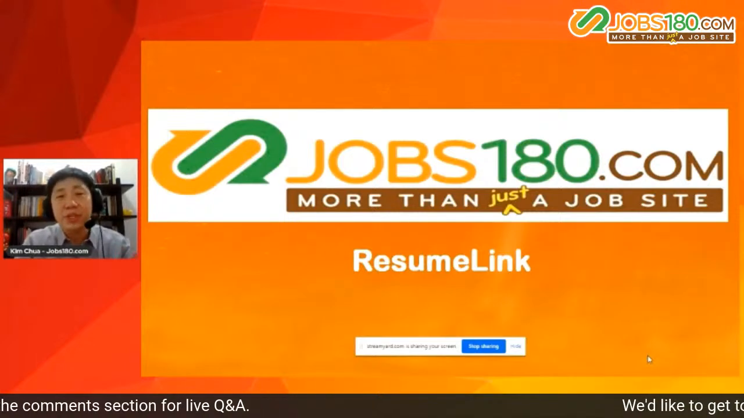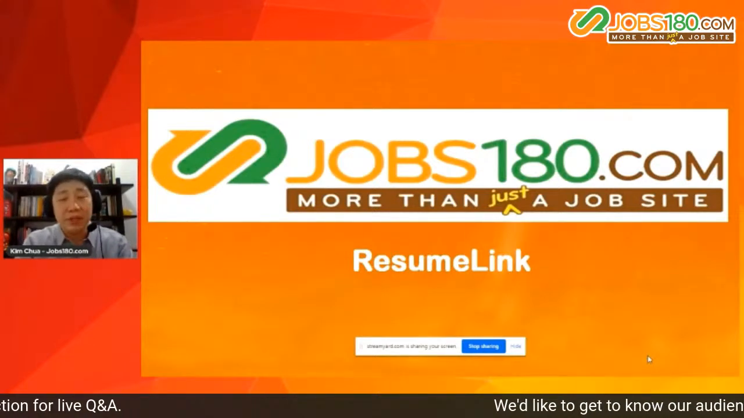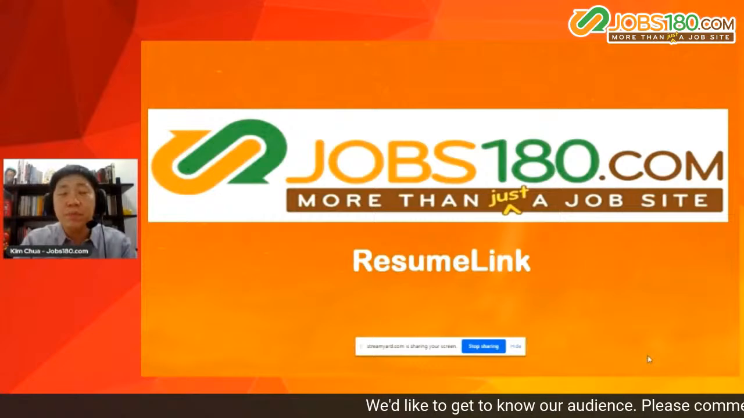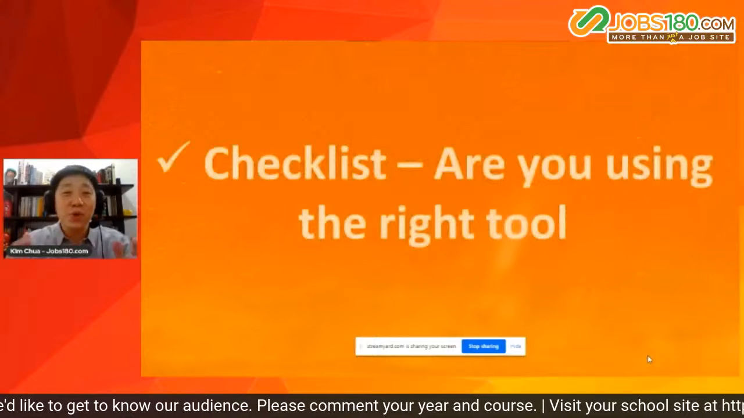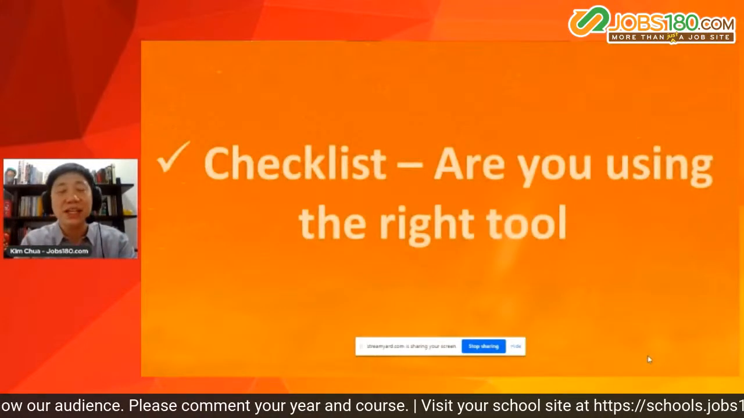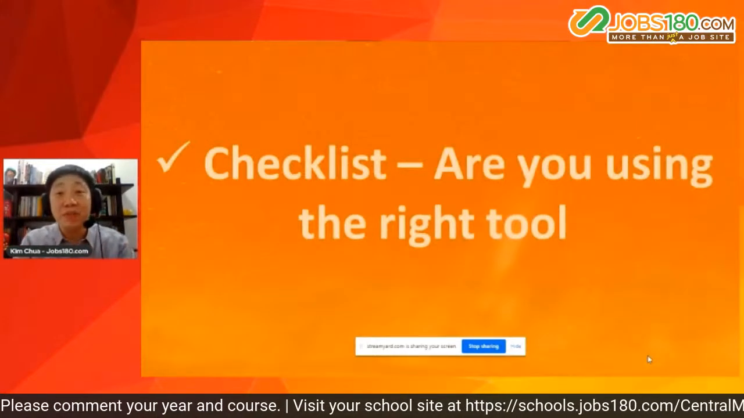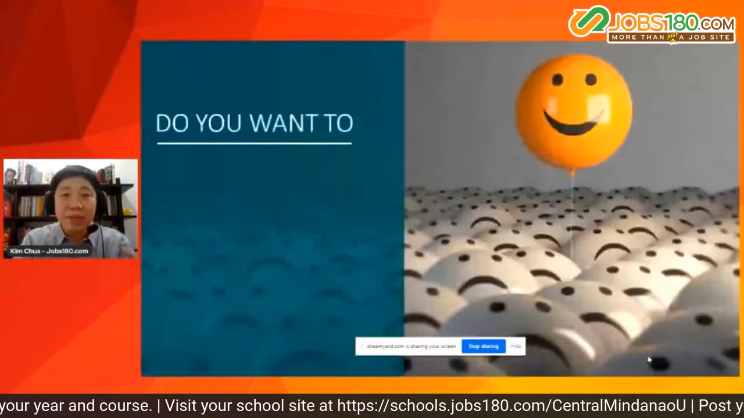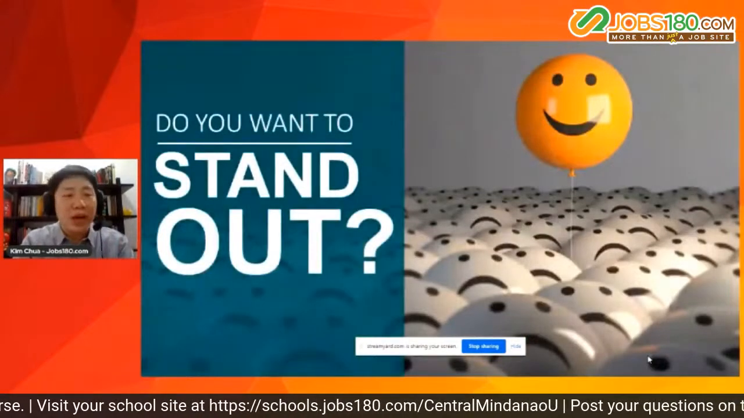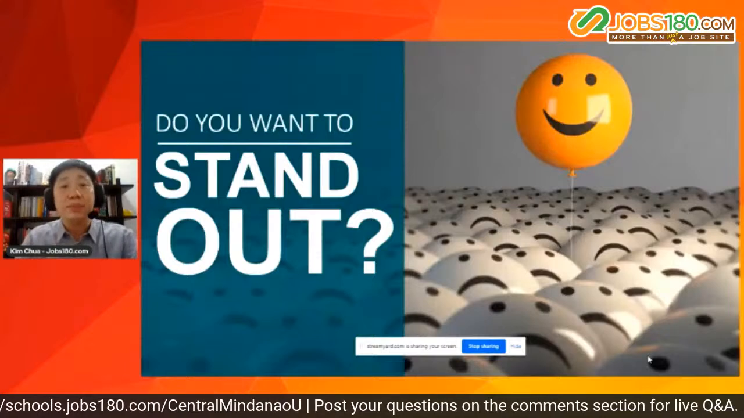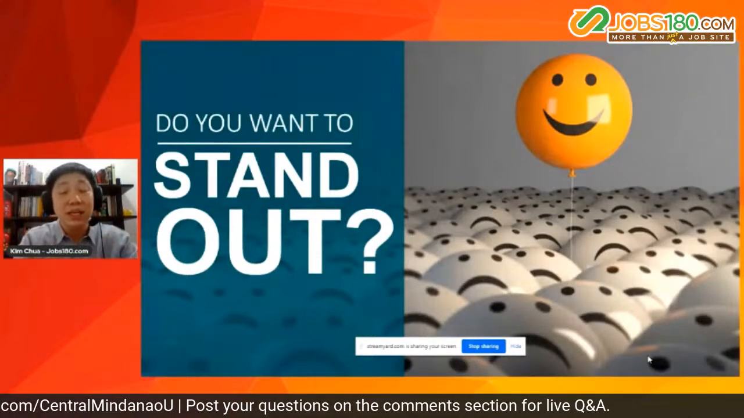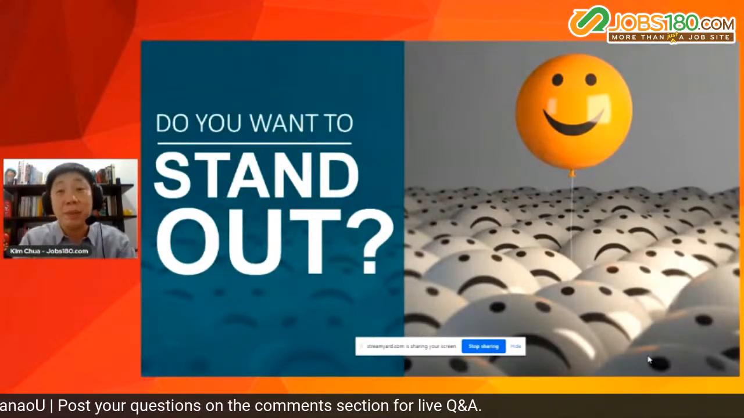A lot of online platforms are being offered left and right. But for you to know how to make this a job-winning tool, I have a checklist. So go with me with all these checklists. Number one, you need to stand out. When you look for a job, you have to be able to stand out, because if you don't, you'll just be part of the crowd, one of the next applicants who won't be noticed.